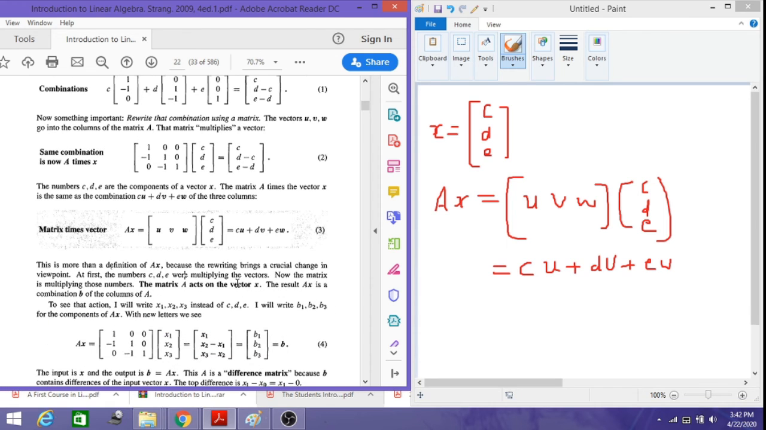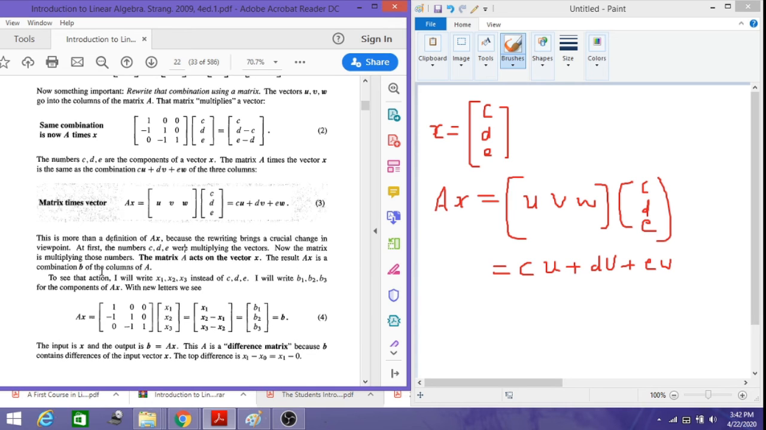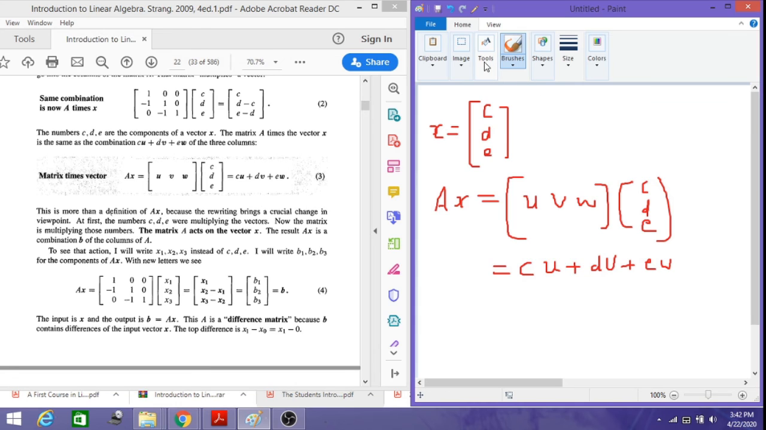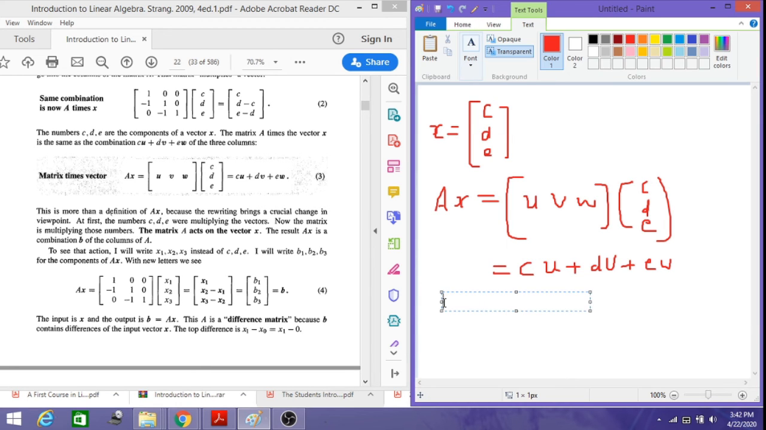So C, D and E are the multiplying vectors here. So now the matrix is multiplying these numbers. So the matrix A acts on vector X. This is a very important point here. If I write here, then the matrix A acts on the vector X.